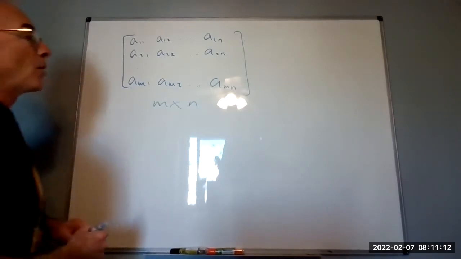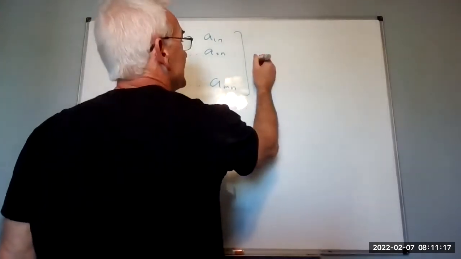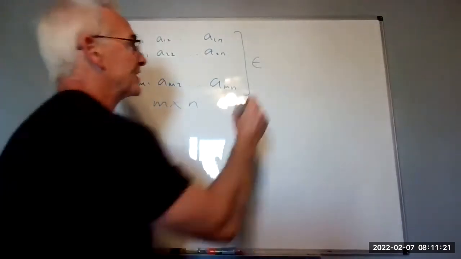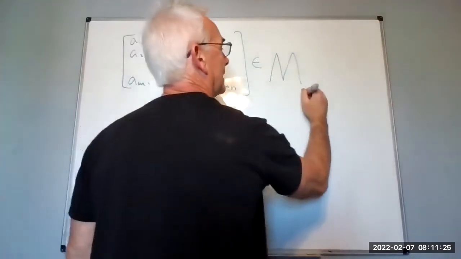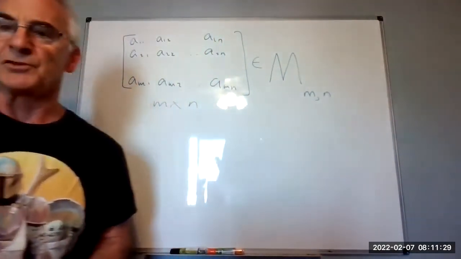So in general, we would say this is an element of the set of matrices. I use a big M, and in subscripts M comma N. Now this is universal notation.